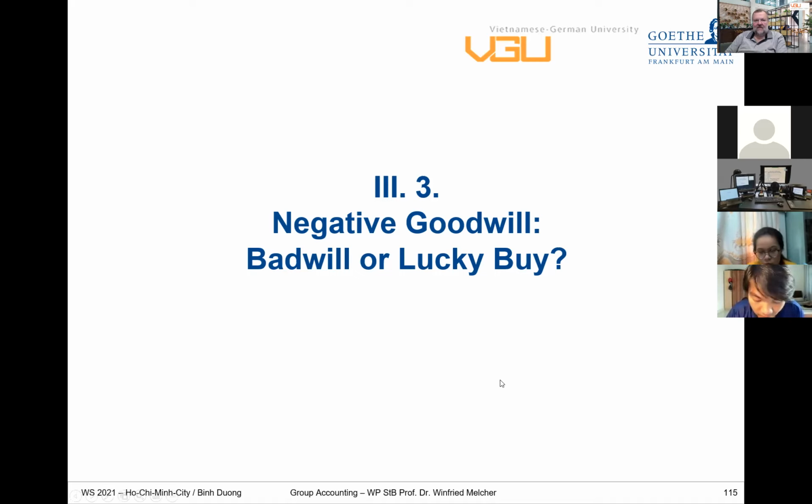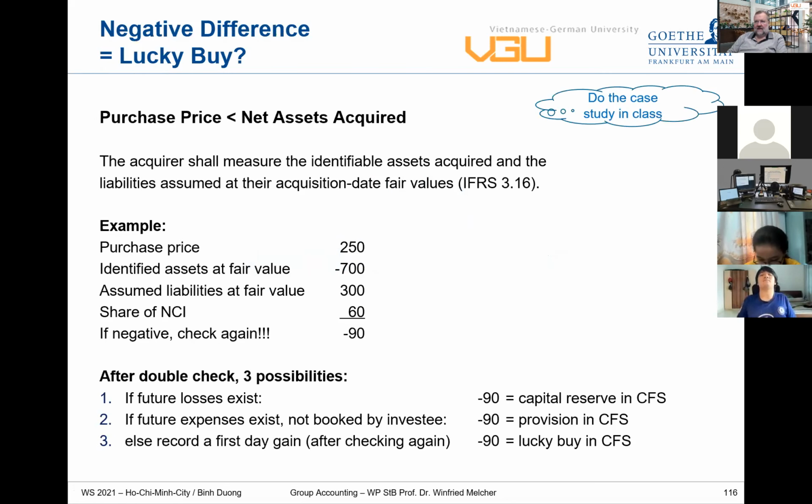Well, if not, then we can go into the next chapter, which is about negative goodwill. So we just calculated a goodwill, which is a positive asset. But what if the purchase price is lower than the fair share in net assets? Is that a bad will, or is it a lucky buy? And we will find that out. All right. So in this case, we have a purchase price of 250.